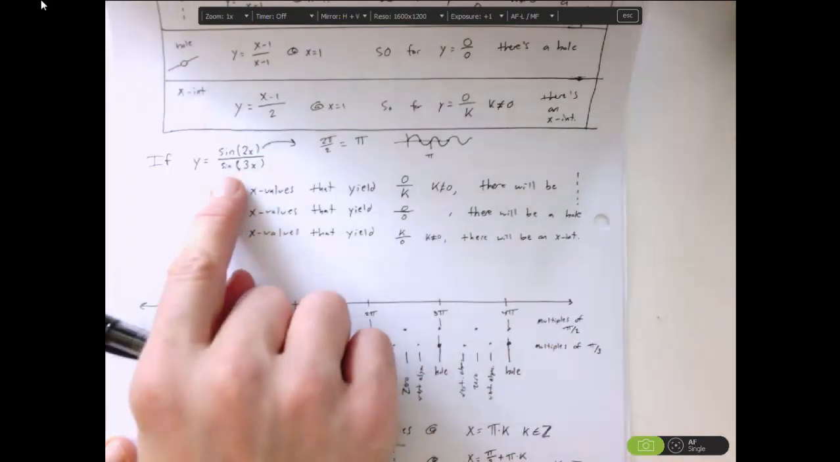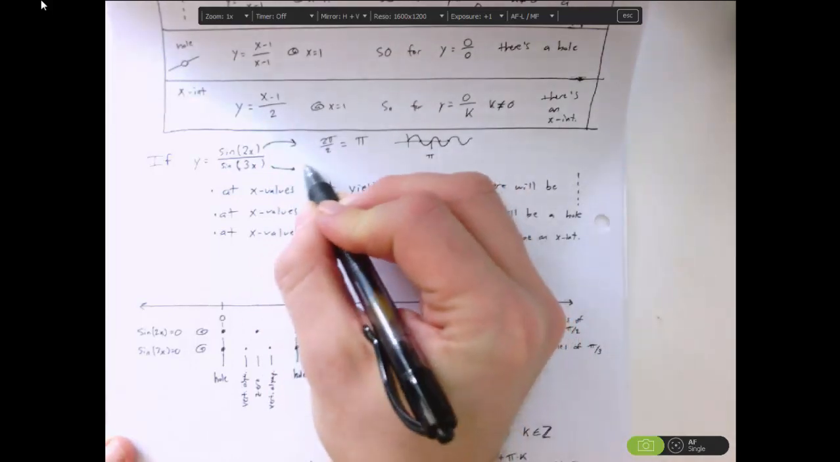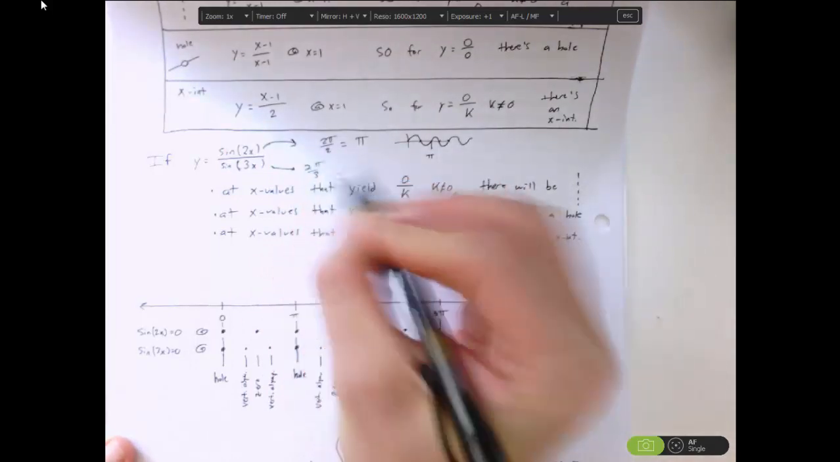All right, same thing down here. Sine 3x, if I'm going to calculate the period of that, it's 2 pi over 3.